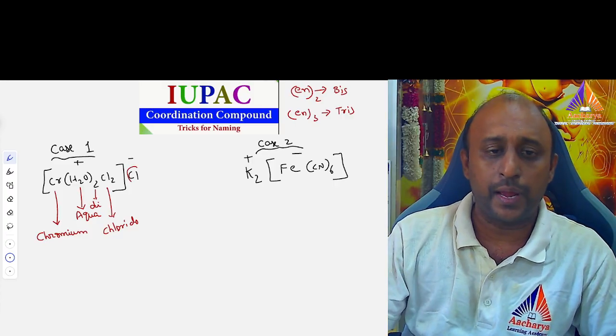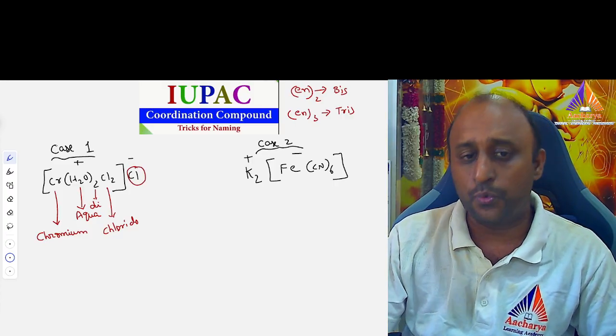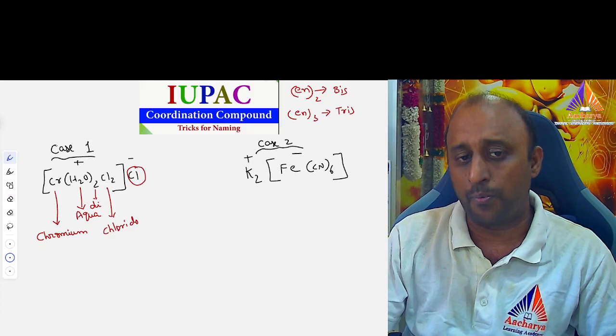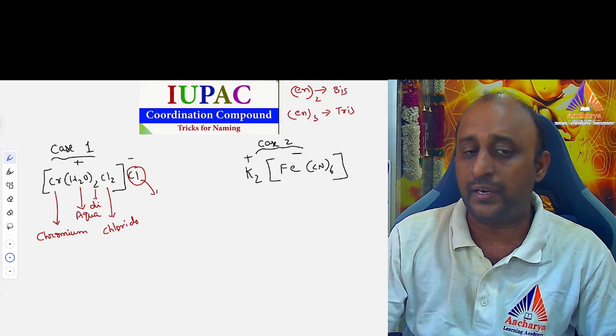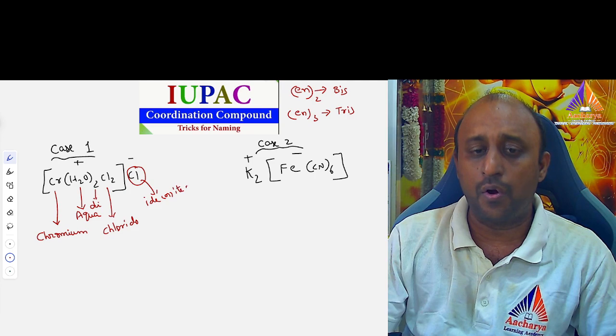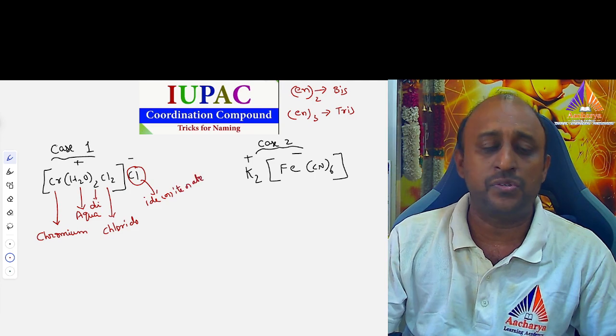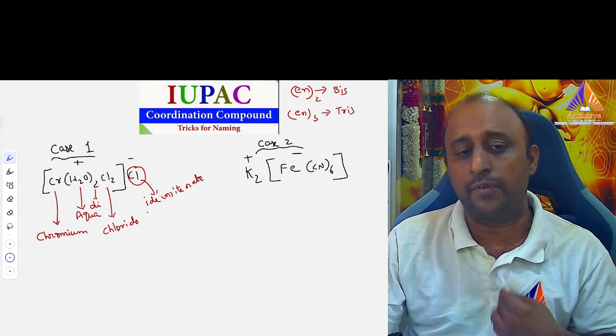Outside the bracket, the species there is called the simple compound. You need to name it with the ending ide, ite, or ate. Since it is Cl, we name it with ide.